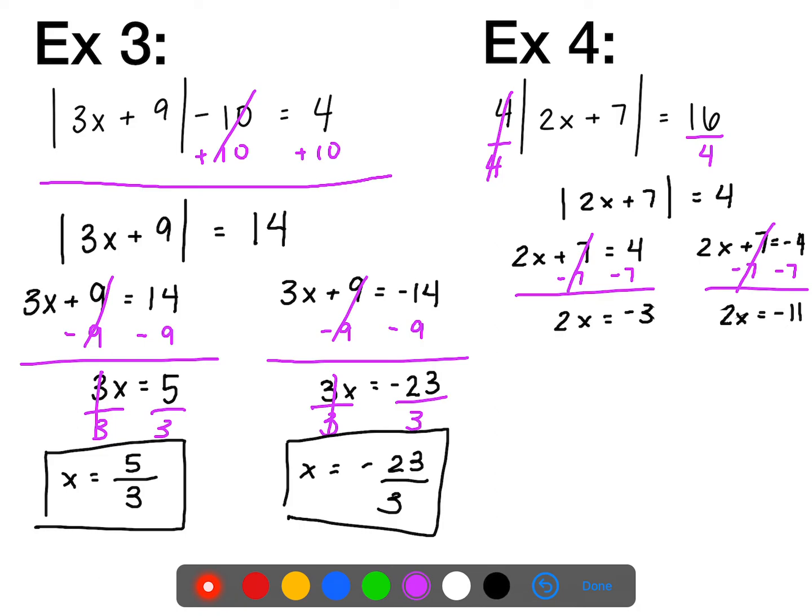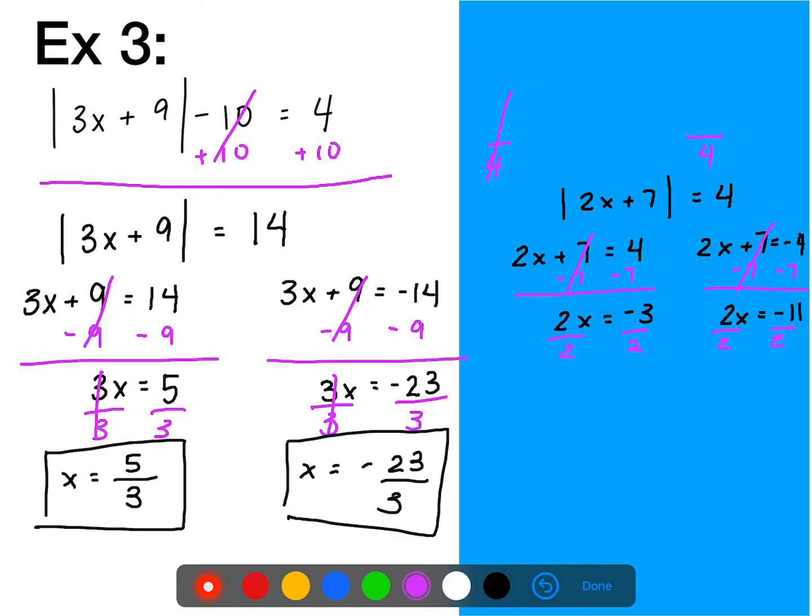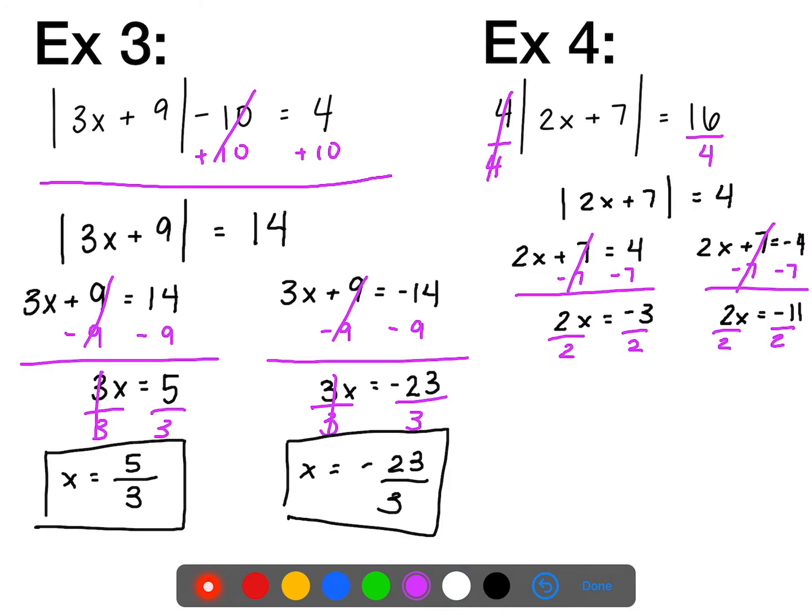And then you're going to tell me to divide by 2. Almost. Divide by 2. And I get x equals negative 3/2 and negative 11 halves.